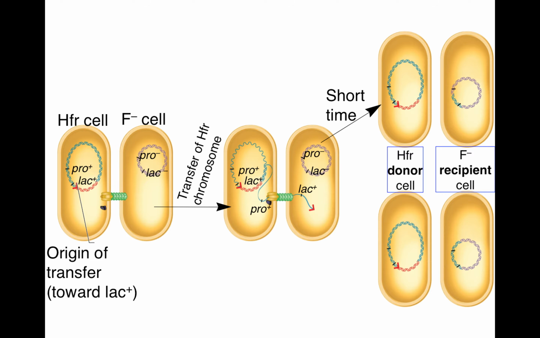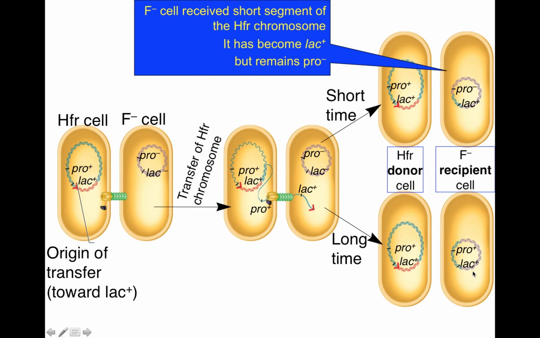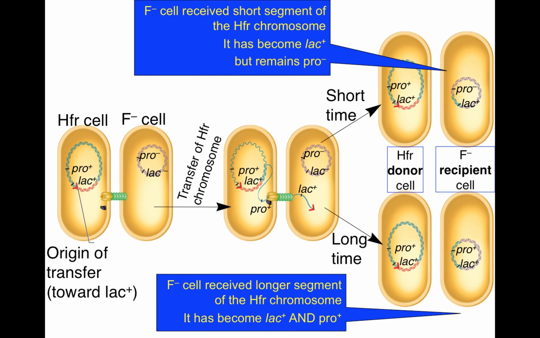If you let the transfer go for a short time, you can transfer one of those genes, the LAC plus gene here. If you let it go for a longer period of time, you can end up transferring both of those genes. The F- cell received a short segment of the HFR chromosome and has become LAC plus but remains pro minus. If you let the transfer go for a little longer, then the F- cell receives longer segments of the HFR chromosome and it becomes LAC plus and pro plus.